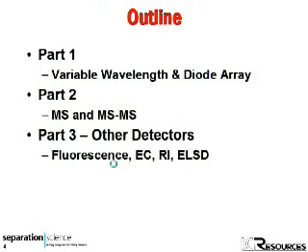Well, this is an outline of today's material. We'll begin with a look at the two most popular detectors, variable wavelength and diode array UV detectors, and then we'll take a look at the mass spectrometer as an LC detector. And the third session will briefly review some of the lesser used detectors.